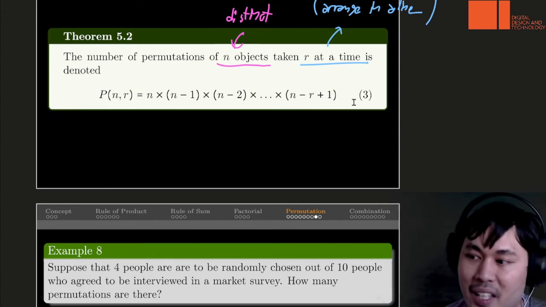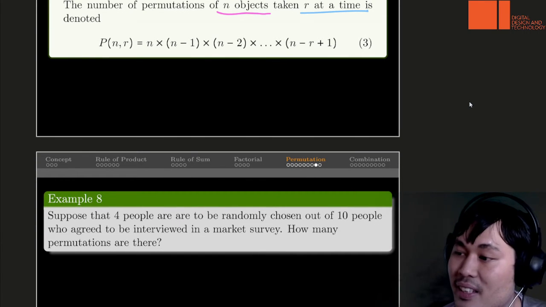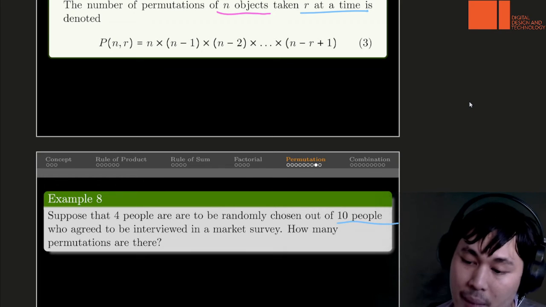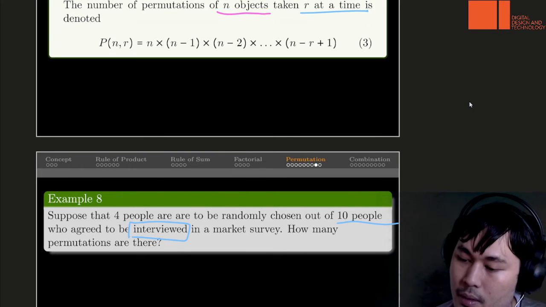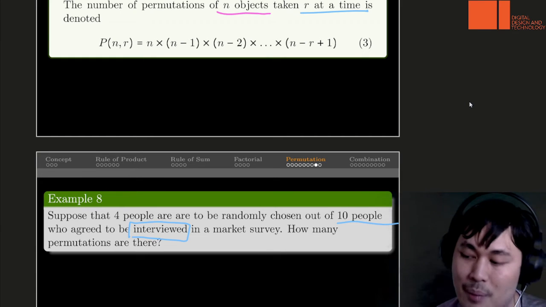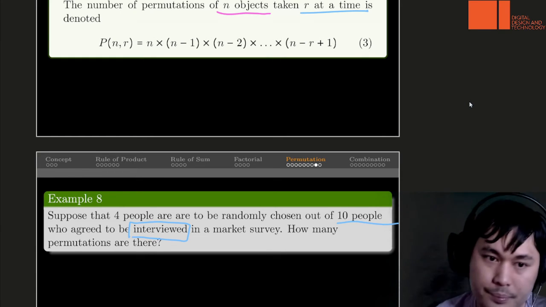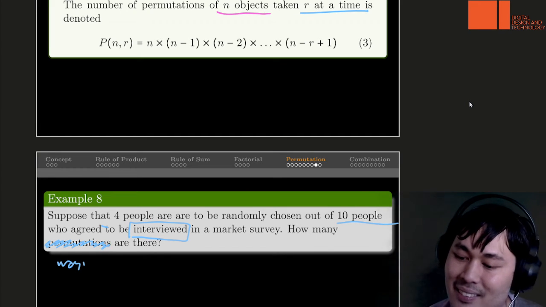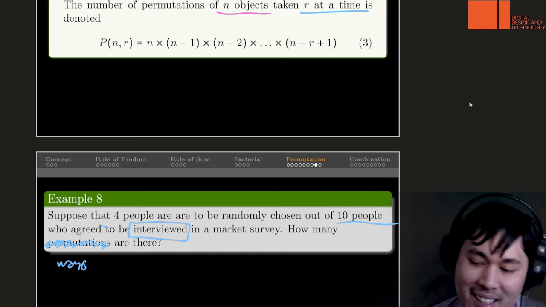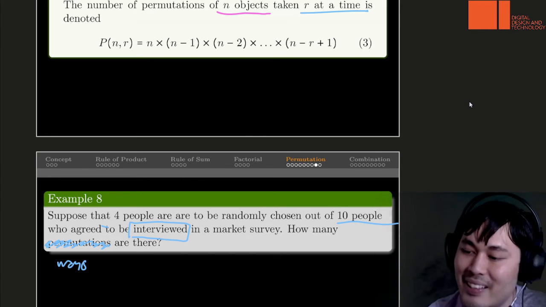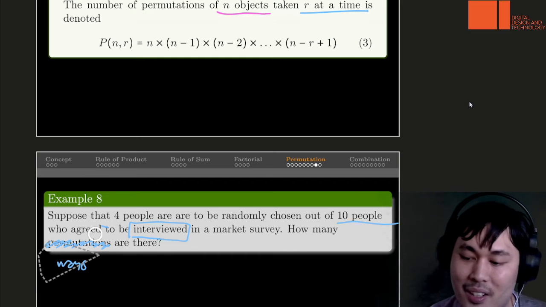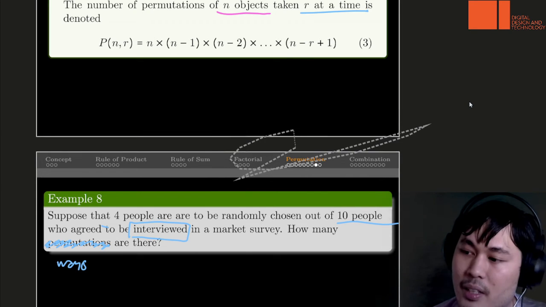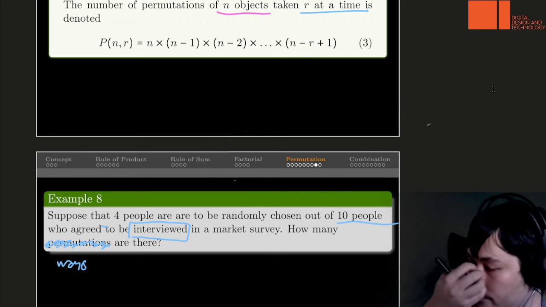Alright, so let's try if we can apply that. In the next example, suppose there are 4 people to be chosen at random out of 10 people to be interviewed. Or maybe you don't have enough time to interview them all, so you only choose 4. How many ways? Usually you should say how many ways are there in general. But in this case, I add the word permutation, to make it easier. Usually it's on you to look at the statement and see what kind of formulas or techniques we need to apply.